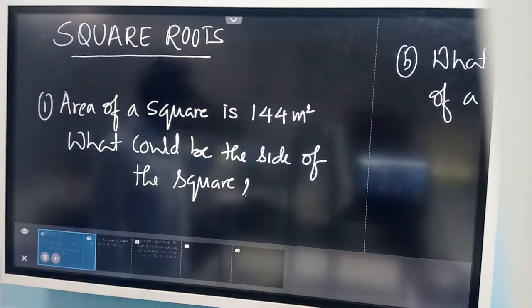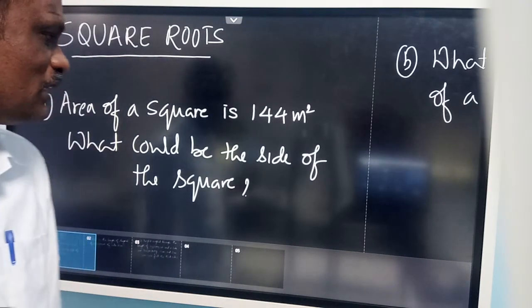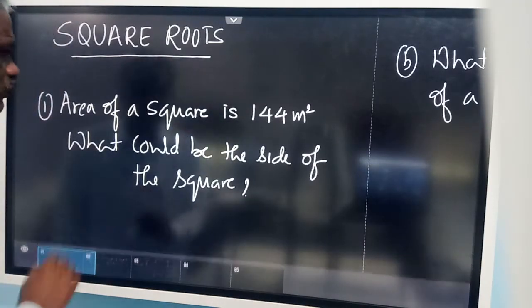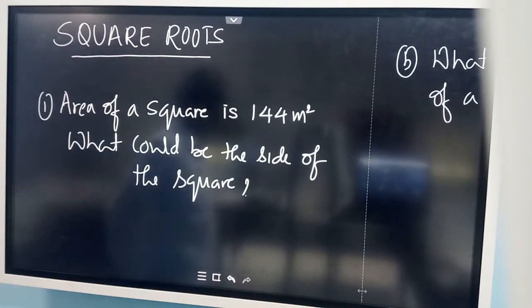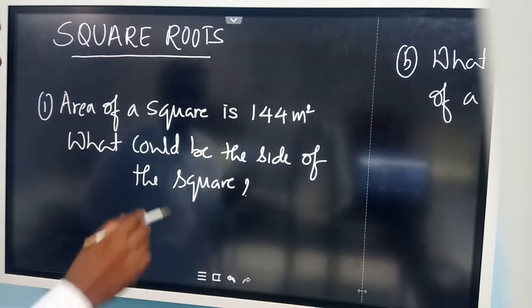In this class, we will find out how to find the square roots of the given numbers. Let us take some examples of our daily life to understand what is the square root. Before we go to the square roots, let us see some examples, some situations.